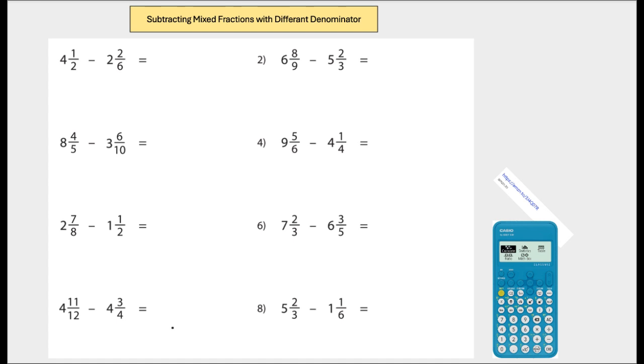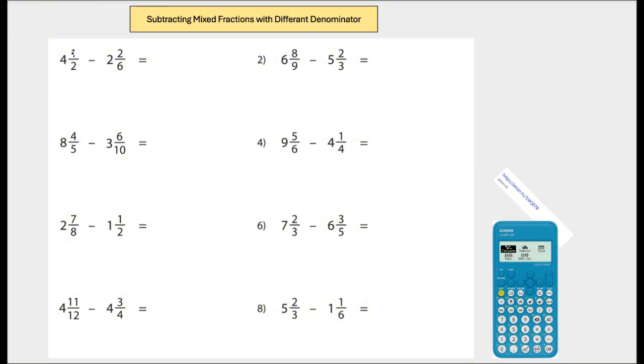Hi guys, this lesson is showing you how to subtract mixed fractions with different denominators. If you haven't watched my other video where it's got the same denominators, I suggest you go back to that so you can understand the basics. This video is just the next step.